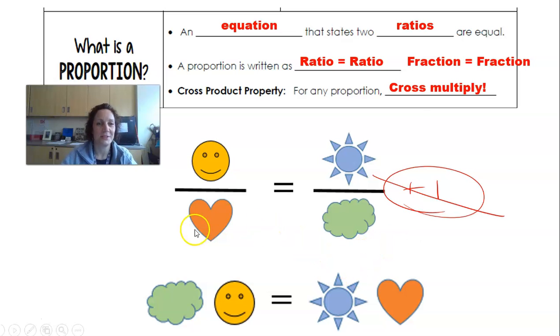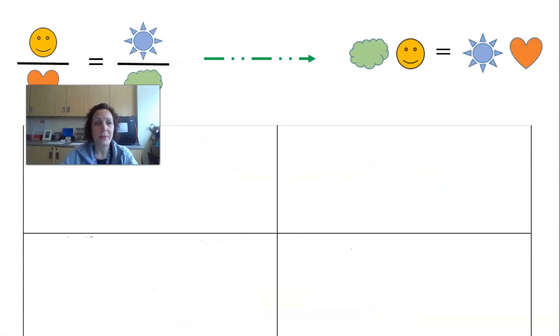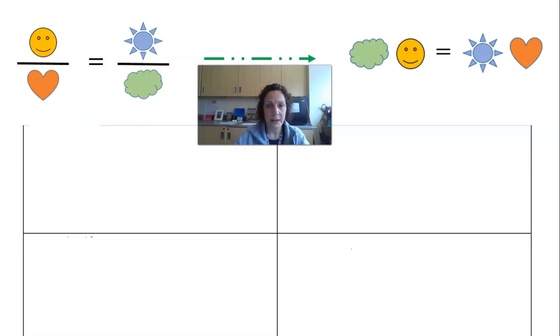Okay, let's do a couple examples. At the top of the page here, I put our little cross multiplication theorem in case we need reminding. I'm just going to do a crisscross applesauce, as they say.